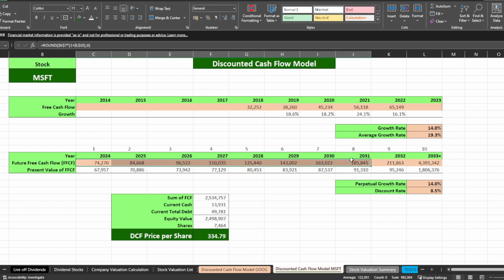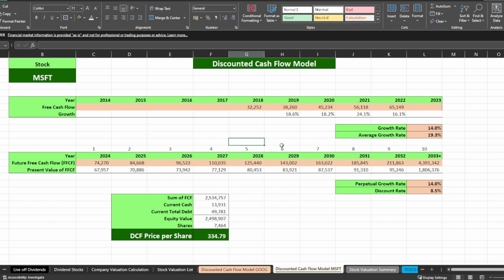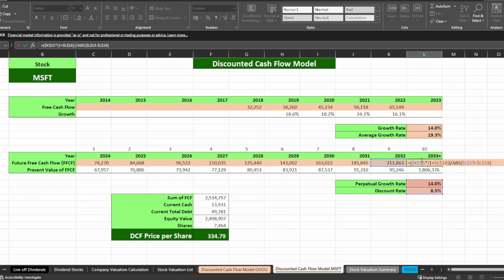This next part here is the extrapolation. This takes the most recent cash flow figure and increases it by the growth rate, and then gets to the 10th year, which is where we do the terminal value calculation. On a basic level, this uses the growth rate and the discount rate to calculate the terminal growth of the company if they continue at the current rate of growth.